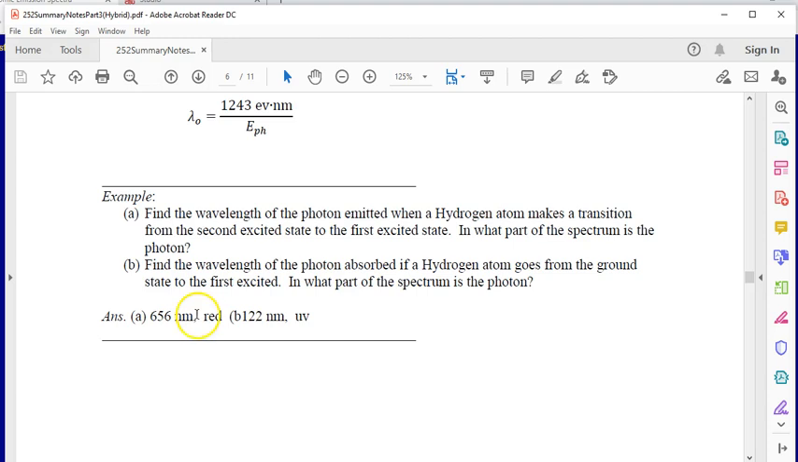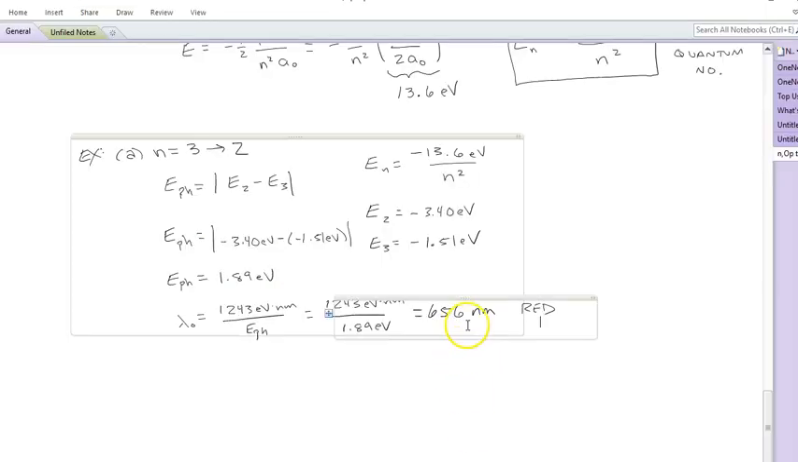Okay, what's the next question? Find the wavelength of the photon absorbed if hydrogen goes from the ground state to the first excited state. And in what part of the spectrum is this? Okay, so for this one, what we want to do is go from the ground state to the first excited state.